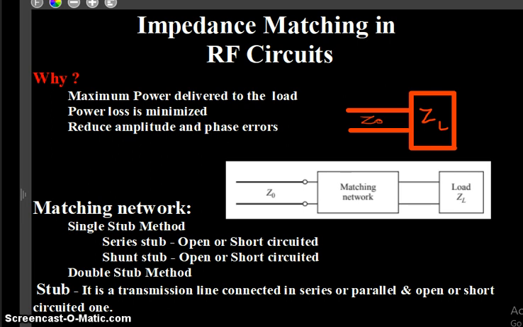Apart from that, if you are using transmission lines to design a matching network, then that is called a distributed matching network. Now, we are going to focus only on the distributed matching network. In this matching network, we have two types. One is the single step methodology, another one is the double step methodology.